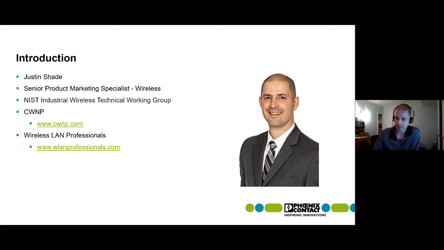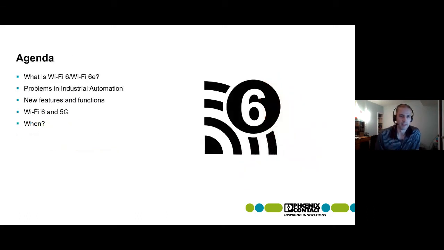So a lot of information today, so I'm going to jump right in. Today's agenda: what is Wi-Fi 6 and Wi-Fi 6E? What problems do we typically see in industrial automation? What are we trying to solve here? We'll go through a couple of new features and functions of Wi-Fi 6. And then a big question that we get is, we have these new technologies, Wi-Fi 6 and 5G, coming out. Which one's better? What should I use? Why should I use it? And then I guess the big question is, when can I get it? So those are the items I plan on covering today.